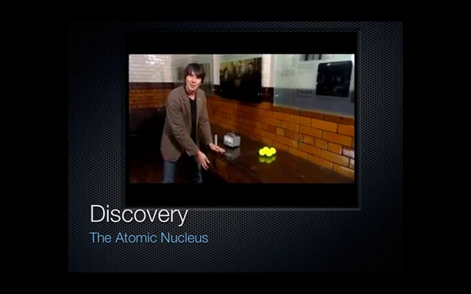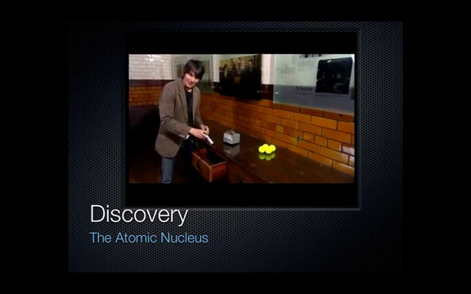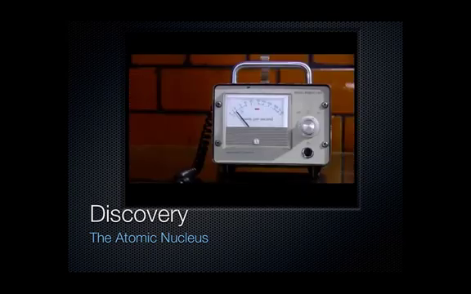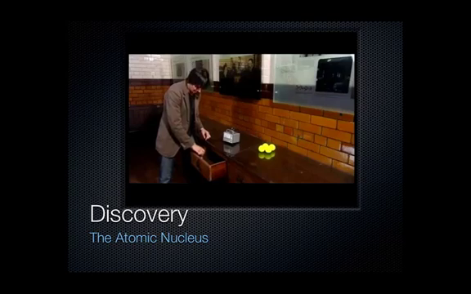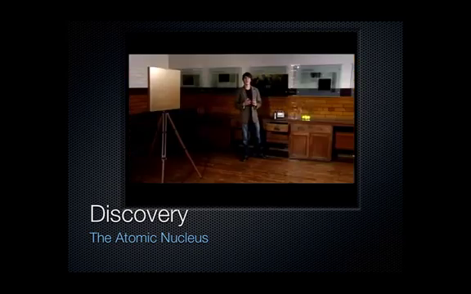This is Rutherford's original desk. And in fact, if you hunt around a little bit, you can detect traces of radioactivity 100 years later. Rutherford asked two of his students, Hans Geiger and Ernest Marsden, to fire some alpha particles at a piece of thin gold foil and see what happened.